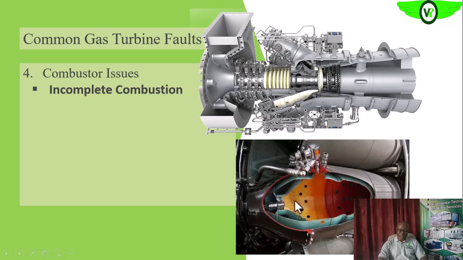So we want to ensure that our combustion system, the fuel system, is functioning properly. The igniter will ignite at the right time. Then the injector will give the right amount of fuel. We inject the right amount of fuel into the combustion system.